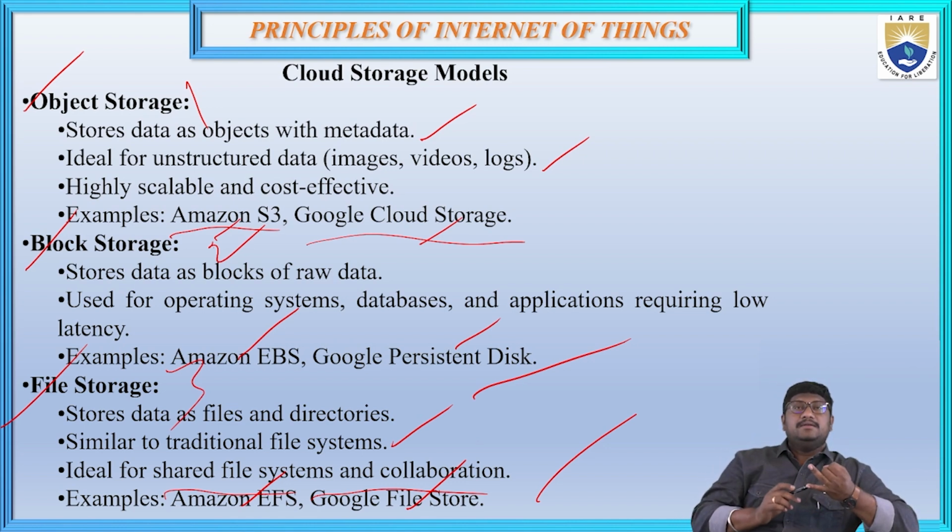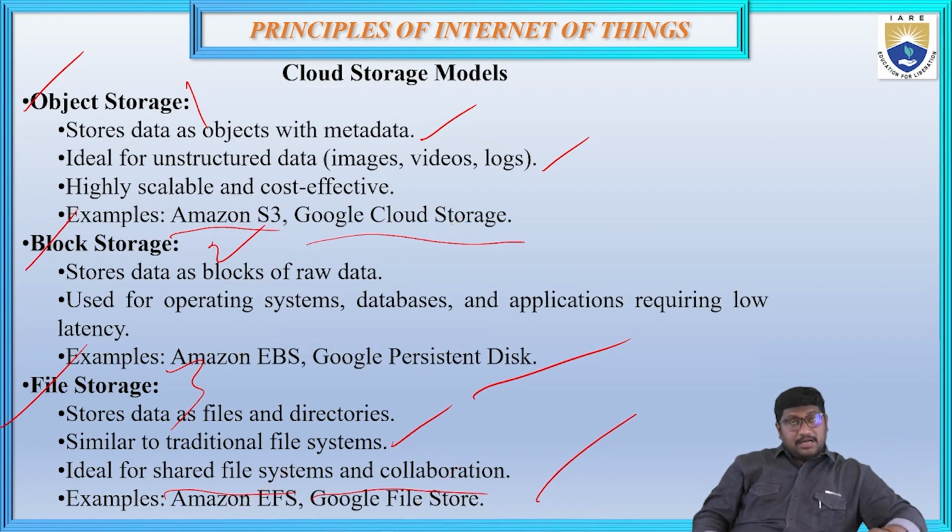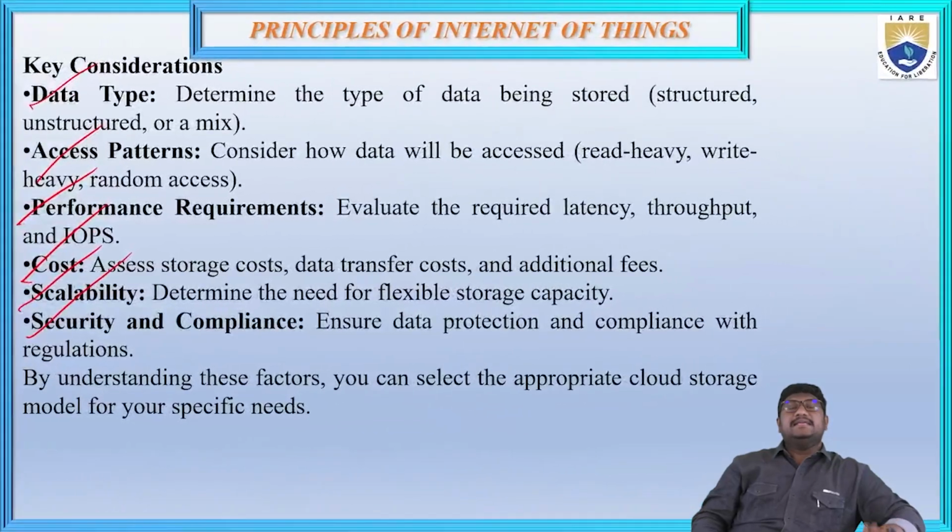You have seen different types of clouds and different types of cloud storage models. Different types of clouds are public, private, hybrid, community. Different types of cloud storage models are object, block, and file. These are the three different kinds of storage. Got it, guys? Now we will move and have a look in detail.